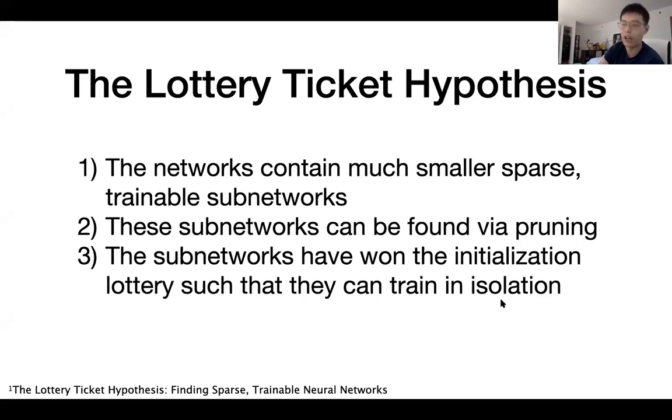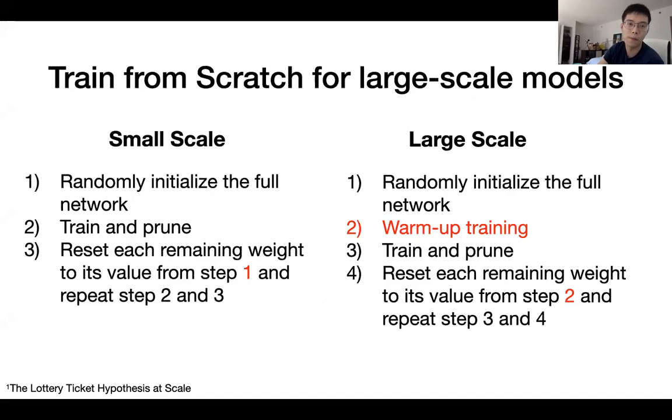But nowadays we don't have too much theory on how to explain this phenomenon. So the previous algorithm I described, they originally did the experiment on a small scale task, such as CIFAR10 with 50,000 images, or MNIST with 60,000 images. So this is the algorithm.